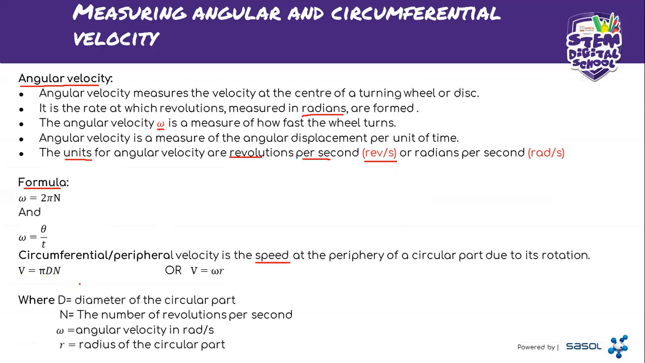We know pi. What is d? D is the diameter of a circular part. And n, we talked about it, is the number of revolutions per second, right? Or you can use this formula here, which is circumferential velocity equals angular velocity multiplied by radius. Radius, right? So please, you must know what D stands for and what N stands for. It's very important to know that, so that it's going to be easy for you to use this formula. Now let's get an example on how we calculate circumferential velocity. They sometimes call it peripheral velocity.